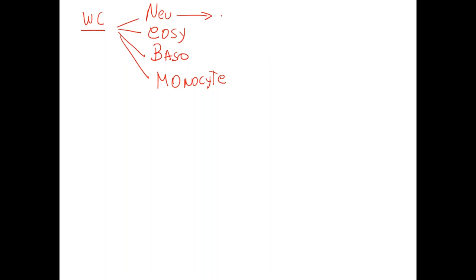Neutrophil elevation: neutrophils appear in acute diseases. Acute. Eosinophils increase in allergies. Basophils are going to increase in allergies too. And monocytes are going to increase only in chronic diseases. Chronic diseases. Okay, so those are the white cells. Remember, eosinophils are going to produce allergies.